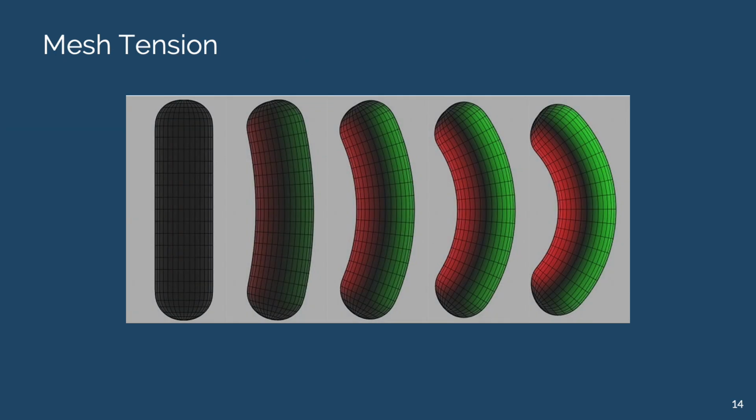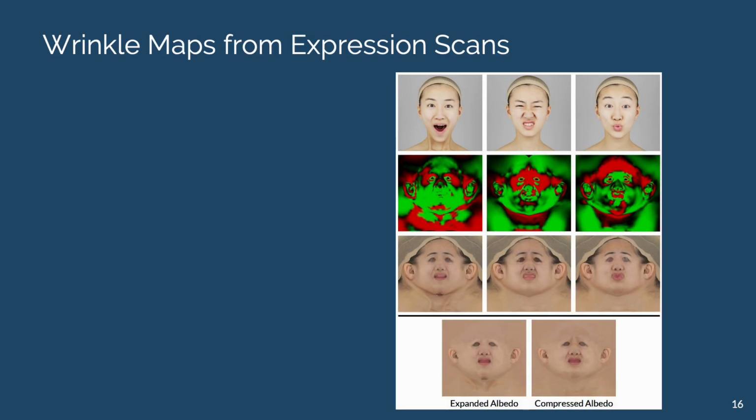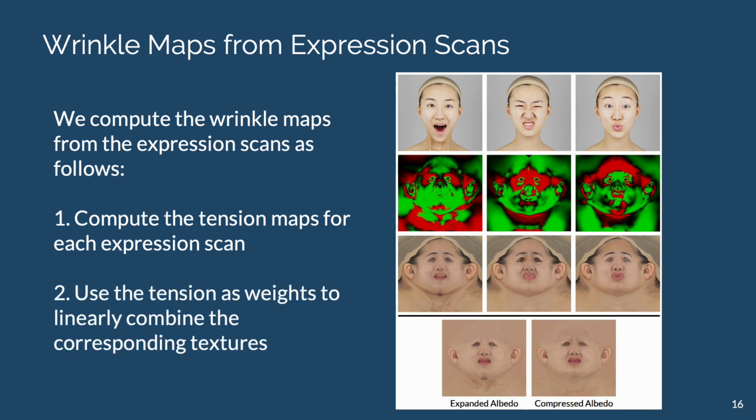We formalize mesh tension to capture the amount of compression or expansion at each vertex of a 3D polygon mesh resulting from a deformation. Specifically, we express tension as a function of the mean change in the length of the edges connected to a vertex as a result of the deformation. To obtain the wrinkle maps for an identity, we begin by computing tension maps for each expression scan. We use these tension values as weights to linearly combine the textures across expressions to obtain the expanded and compressed texture maps.